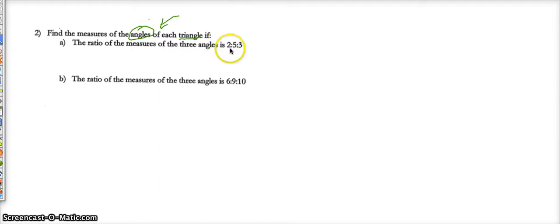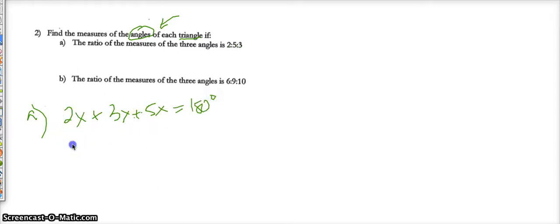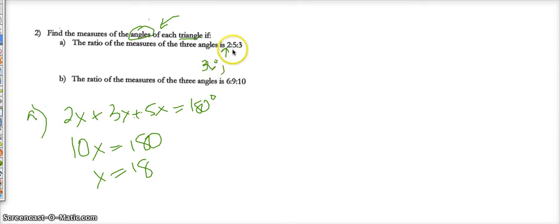So what this is saying is that 2 times this plus 5 times this plus 3 times that has to give us 180. So you want to look at this as 2x plus 3x plus 5x is equal to 180. That gives us 10x equals 180, and so x is equal to 18. So 18 times 2, this angle here is going to be 36 degrees. 5 times 18 is, I'm going to say, 80 degrees. And 3 times 18 is 48 degrees. No, it's not. 3 times 18 is not 48 degrees.